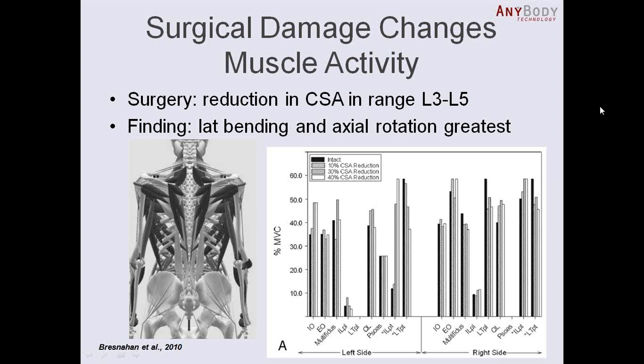But I think what is most interesting to note is that the greatest impact, again, was seen in axial rotation and lateral bending, findings which are, of course, consistent with the results from several of the earlier studies I described. Again, highlighting what you probably already know, that coupled motions involving axial rotation place a greater demand on the spine.